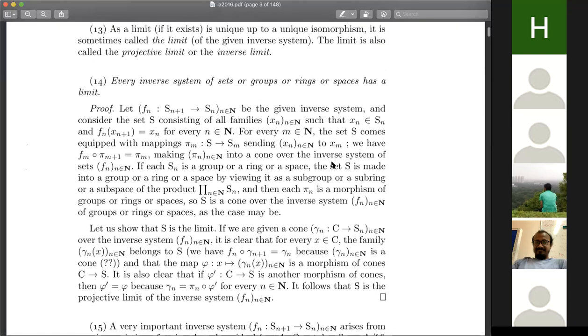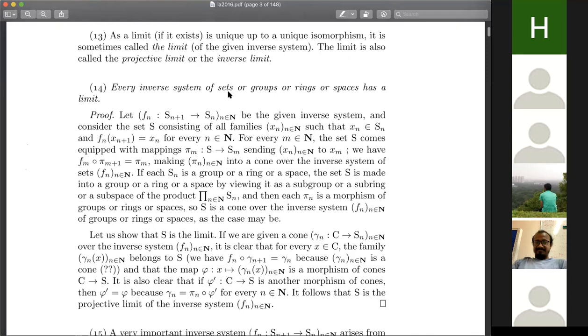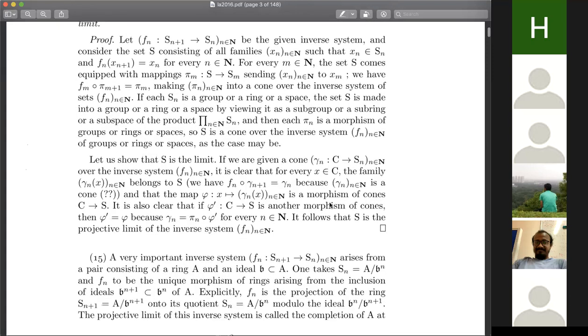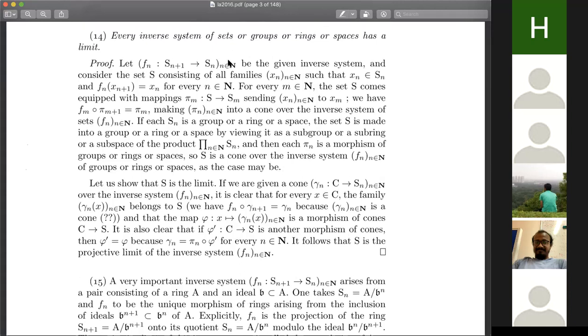Okay, so that was the uniqueness part, but the existence part is what is interesting in any given context. Here it says that if I have an inverse system of groups or rings or topological spaces, then that inverse system always has a limit. Now, here's a construction of the limit. What you do is you take the product of all those sets. Products exist in these categories, right?